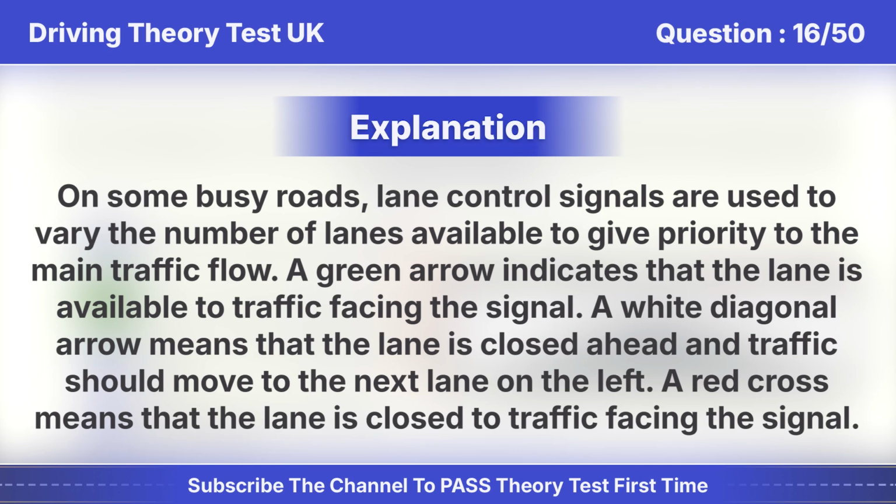On some busy roads, lane control signals are used to vary the number of lanes available to give priority to the main traffic flow. A green arrow indicates that the lane is available to traffic facing the signal. A white diagonal arrow means that the lane is closed ahead and traffic should move to the next lane on the left. A red cross means that the lane is closed to traffic facing the signal.